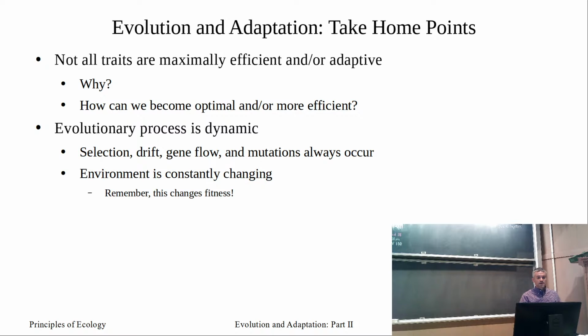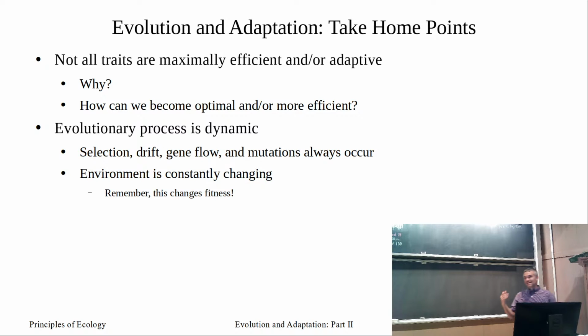Now, if we're suboptimal, how do we become optimal or more efficient? Okay, selection might take us there if our environment changes, right? If it doesn't, if we're static, what theory proposes how we can get there? Jewell Wright proposed it. Shifting balance theory, we just went over.